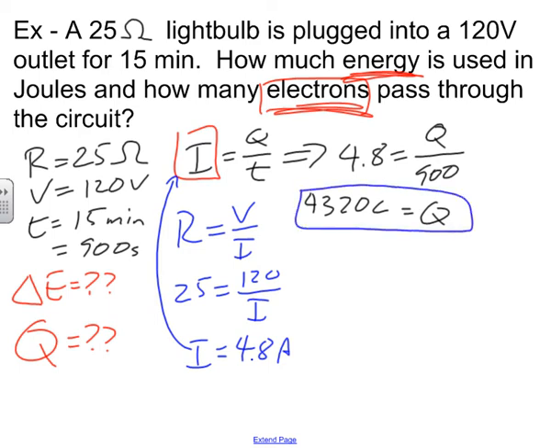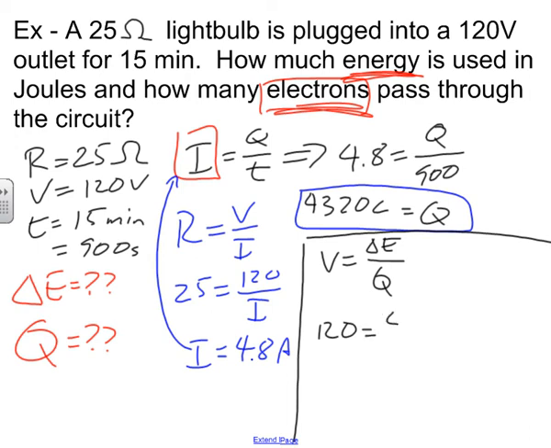Now we need to figure out energy. Now our energy formula, let me just put a box, is voltage is equal to change in energy over Q. Now we've got two of these three pieces of information, so we can answer it. So 120 is equal to change in E over 4320. Change in energy is equal to 518,400 joules.